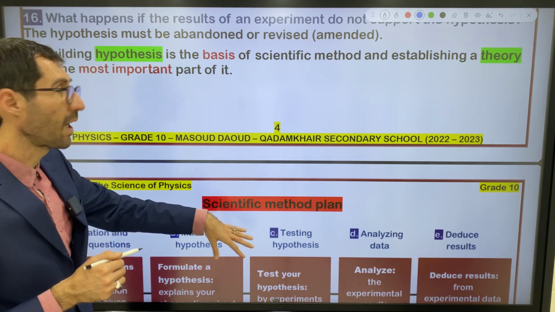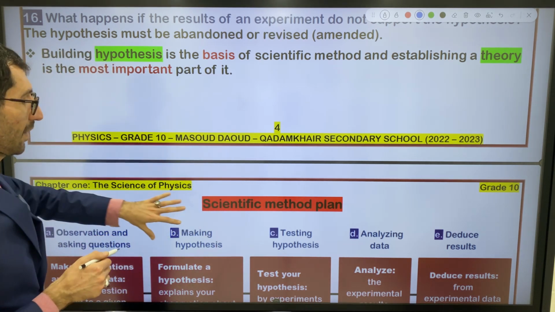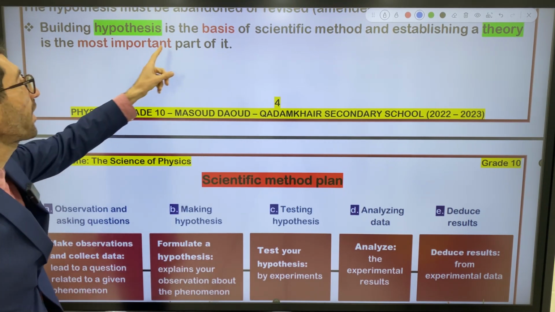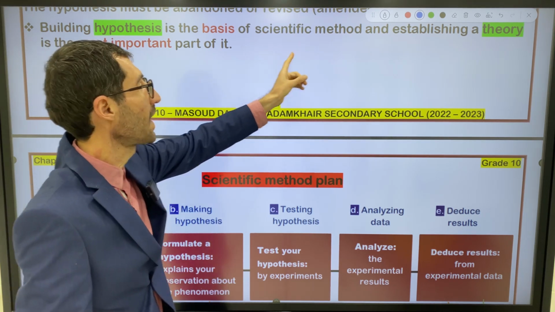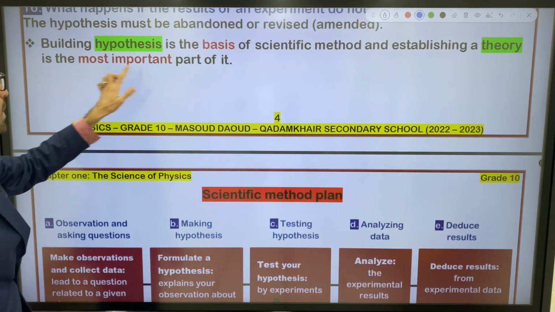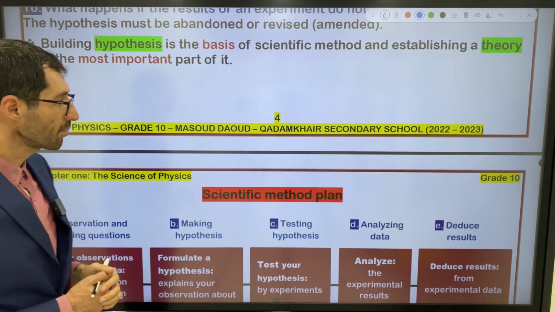I want to explain this on a graph for you, but before I explain it, we have a note here: building a hypothesis is the basis of the scientific method, and establishing a theory is the most important part of it, right?